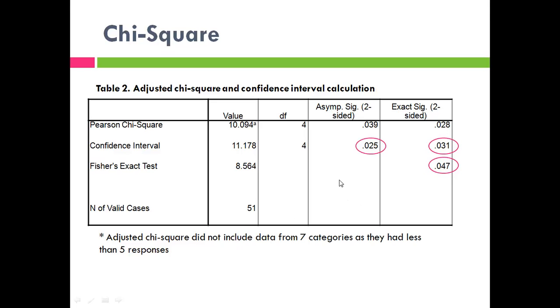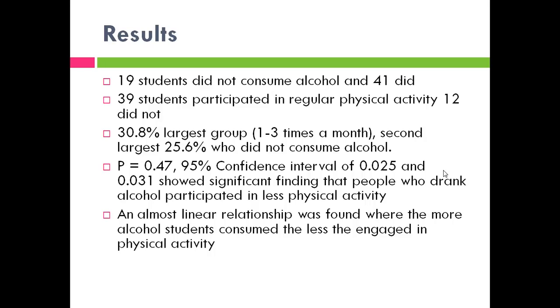and then we did the Fisher's exact test, and we come up with 0.047. So this is underneath the 0.05 significance level that we set. Also, if we saw the confidence intervals, they came out at 0.025 and 0.013. So these results both showed significant findings.